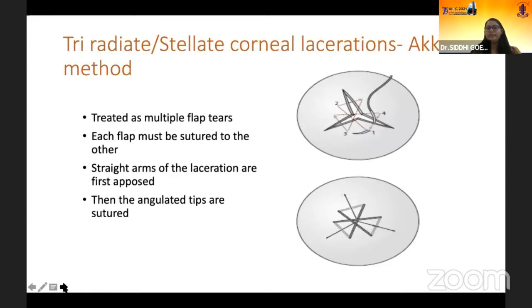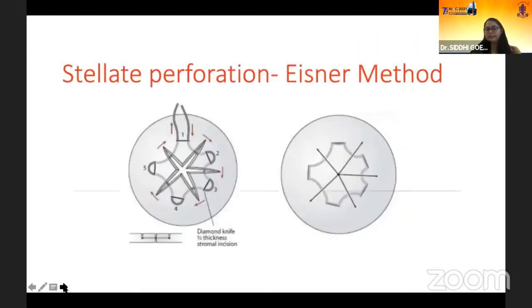Now, different techniques have been given for management of triradiate and the stellate corneal perforation. This is the Atkins method. Also, the Eisner's method is given for stellate corneal perforations.